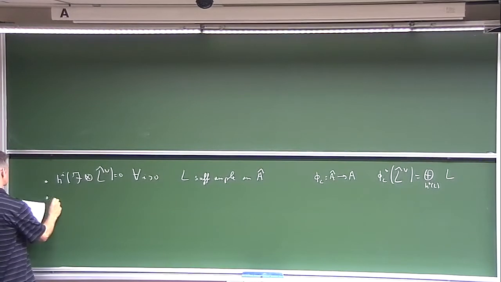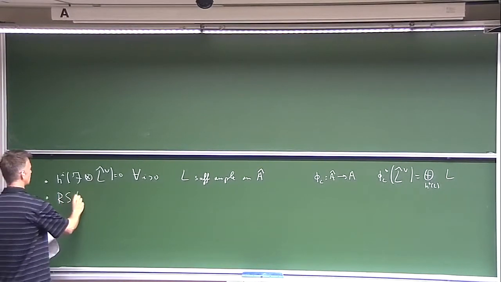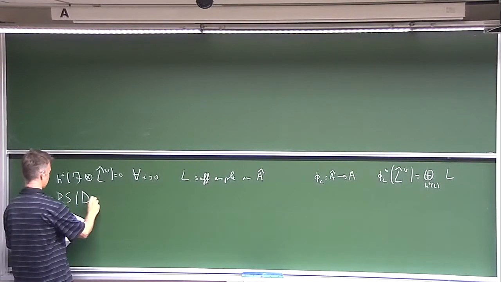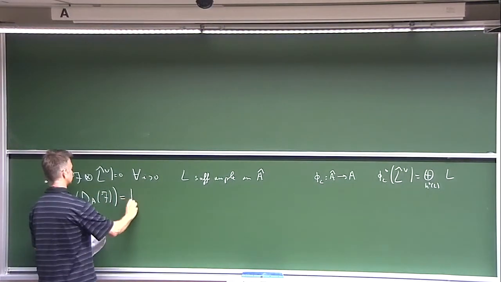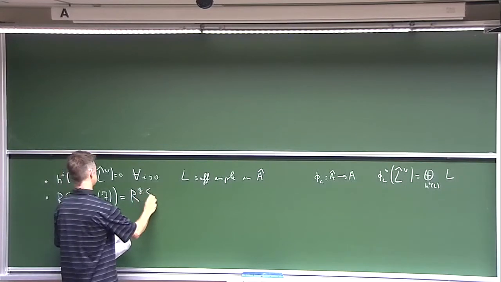The second condition was that the Fourier-Mukai transform of the derived dual of this coherent sheaf is actually a sheaf, and it lives in degree g.